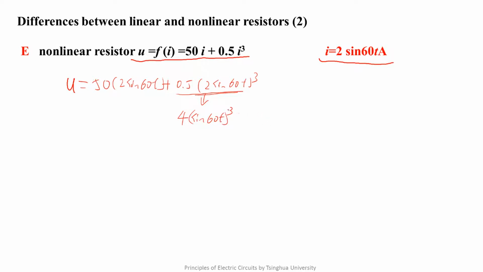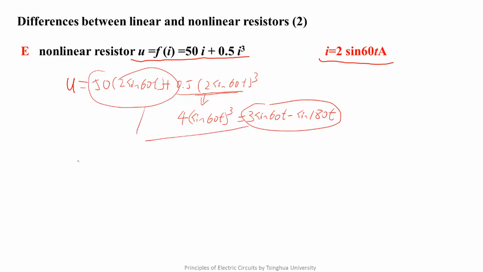By using the triangle identical transformation, we know that 4 times (sine 60t) to the power of 3 is equal to 3 times sine 60t minus sine 180t. Integrated with the previous one, we know it equals 103 times sine 60t minus sine 180t.